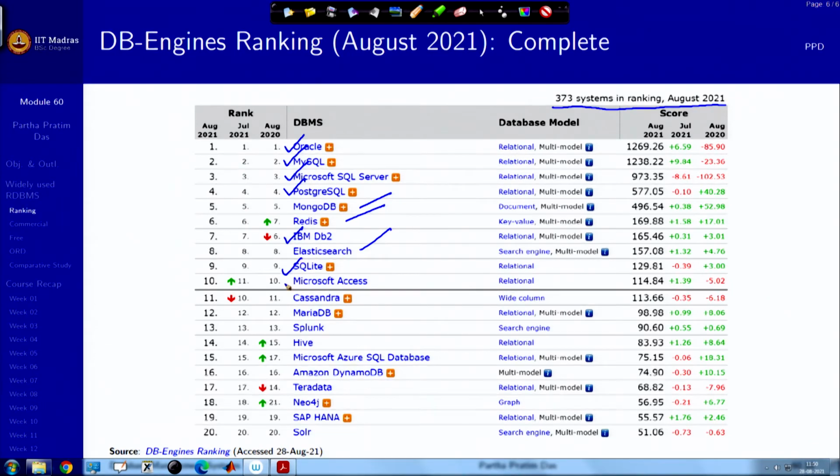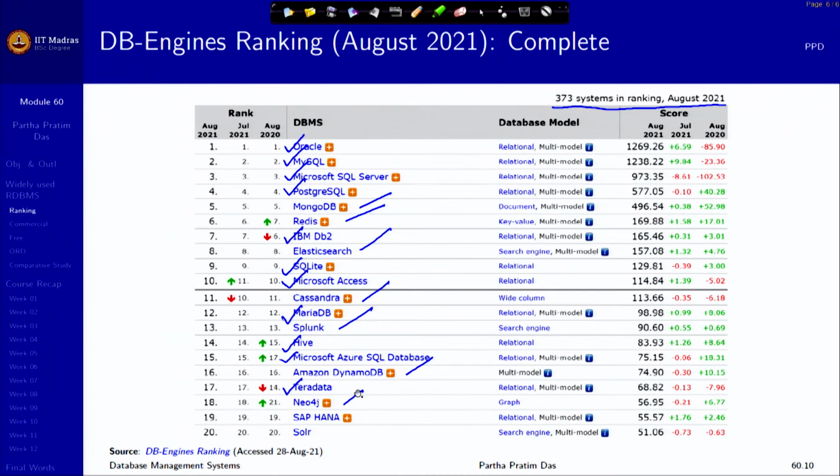Again followed by relational databases SQLite, Microsoft Access, followed by NoSQL Cassandra, relational MariaDB, Splunk search engine, relational Hive, relational Azure, NoSQL Dynamo, relational Teradata, NoSQL Neo4j and so on. So, you can see that scalability and functionality decide a lot of things, but the space is very uniform. It is clear that to a certain extent the relational database systems do dominate the space, but non-relational are catching up. NoSQL is catching up.